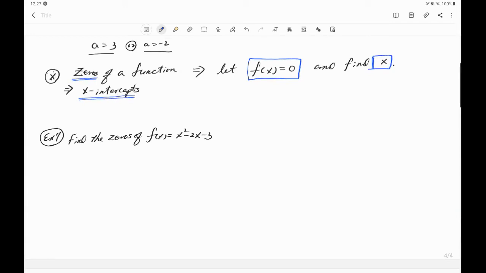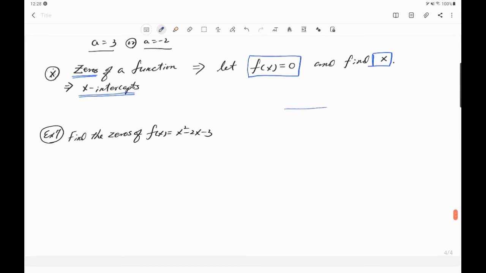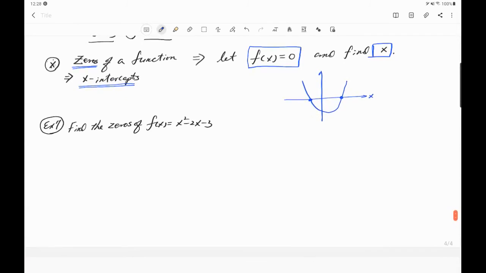So how do you find the x-intercept? Set the y value equal to 0, right? So same meaning. The zero of the function is this one. So let's say there is a graph. Just an example. The graph looks like this. Then these are the zeros of a function.